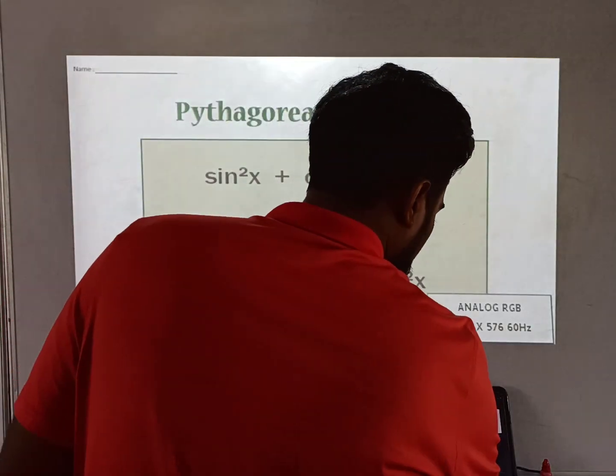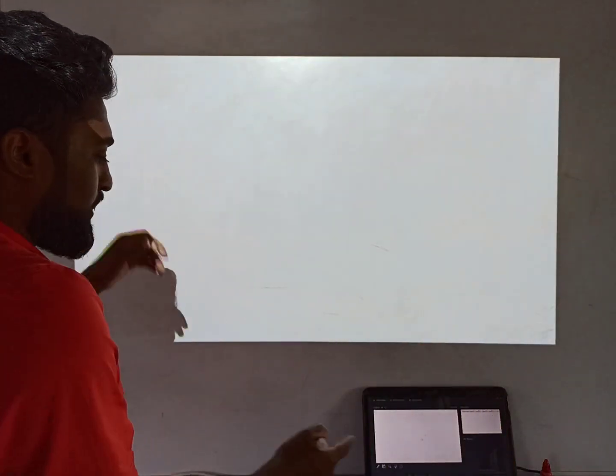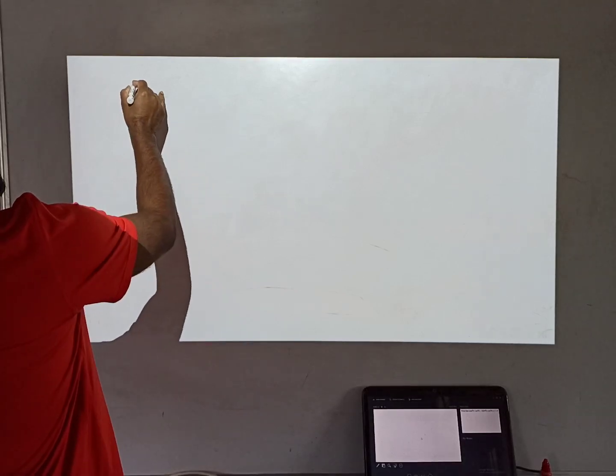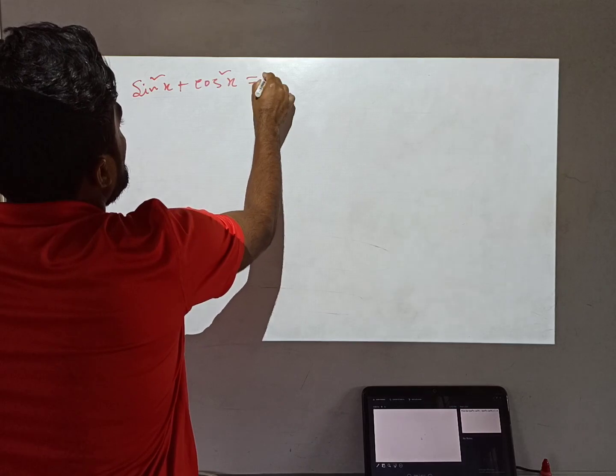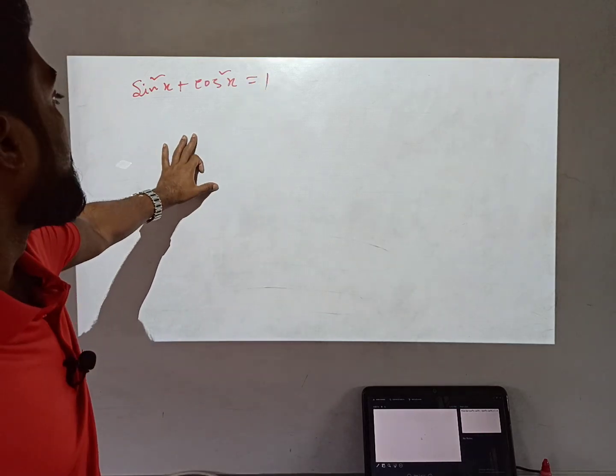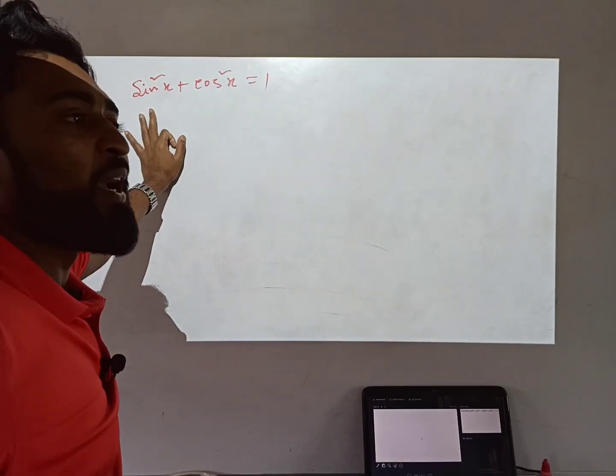Let's prove this. I have one blank page. So what is the first formula? sin square x plus cos square x equals 1. So I need this. I will prove this using the Pythagoras theorem.